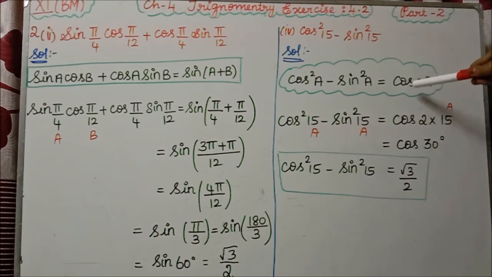So the formula is cos 2 into A. 2 into, instead of A what do we have? 15. 2 into 15 is 30 degree. So what is the cos 30 degree value in the tabular column? Which is root 3 by 2. That is the answer for this question. Clear? These are very simple. You only have to get the formula and know the tabular values thoroughly. Clear, students, all of you?